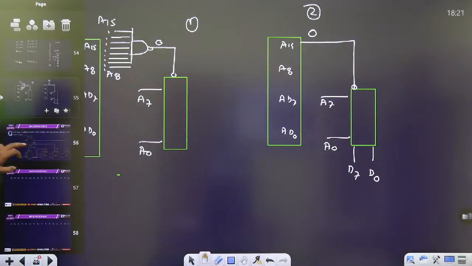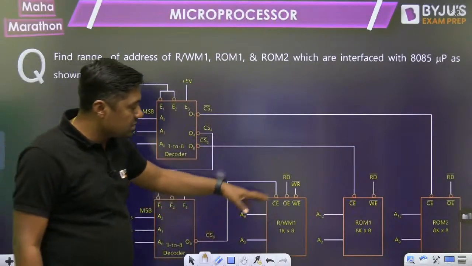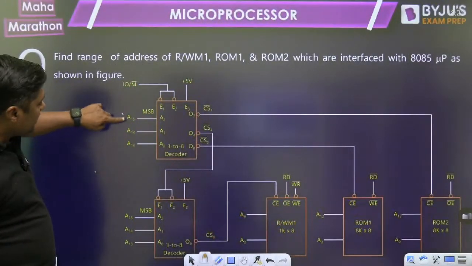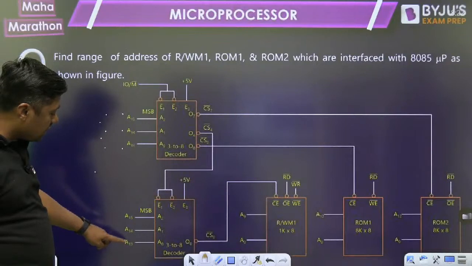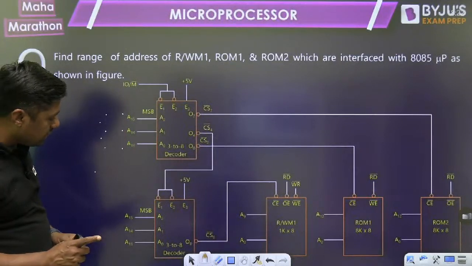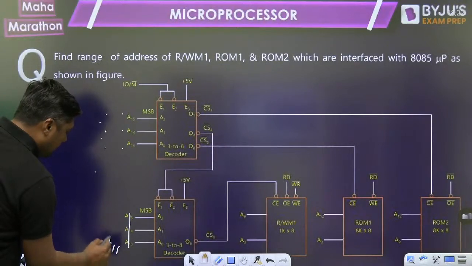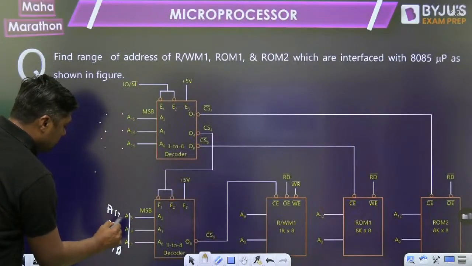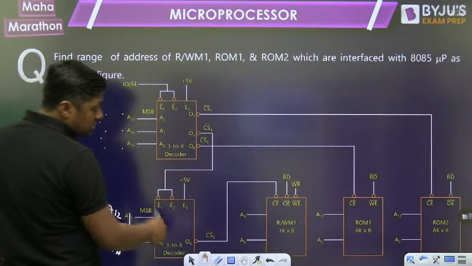So first, give me the answer. That is a first memory, second memory, third, fourth. Try to understand this: A15, A14, A13. O4 is connected here. Now, this is a printing mistake. One minute. A11, A12, A13, A10 is connected here. A13, A14, A15 is connected here. And now this is connected here.